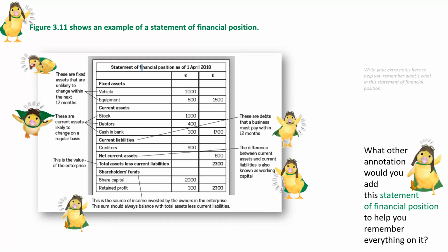What other annotation or note would you add to this statement of financial position to help you remember everything on it? This isn't a trick question, this really is whatever you think will help you remember what's what. So just write your notes in the space above.